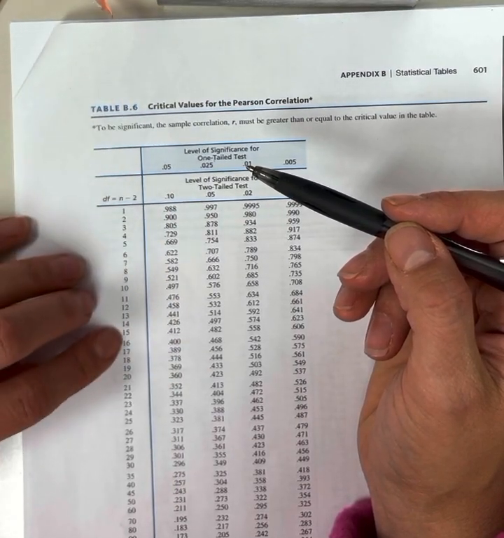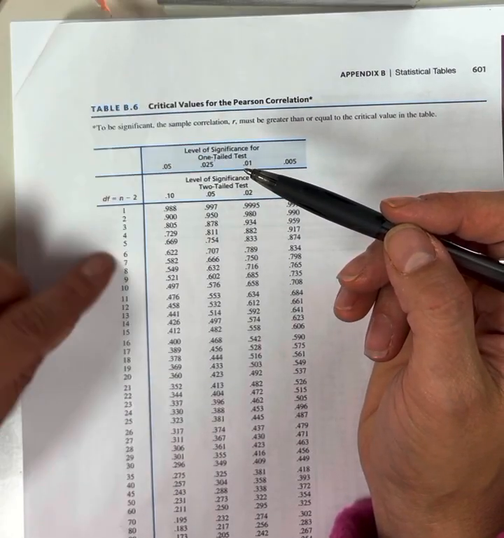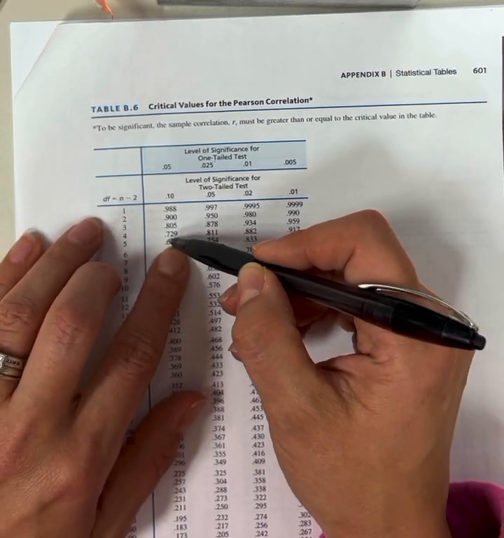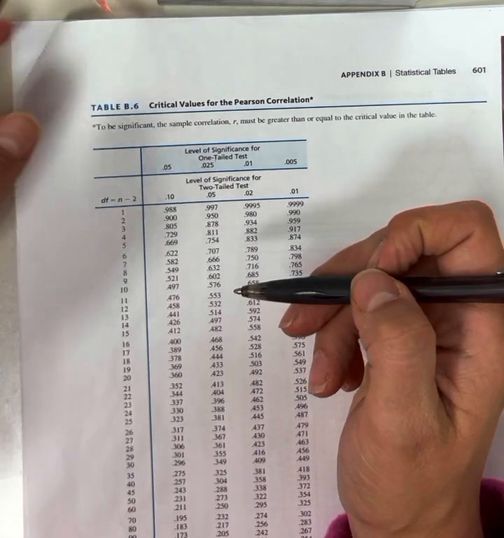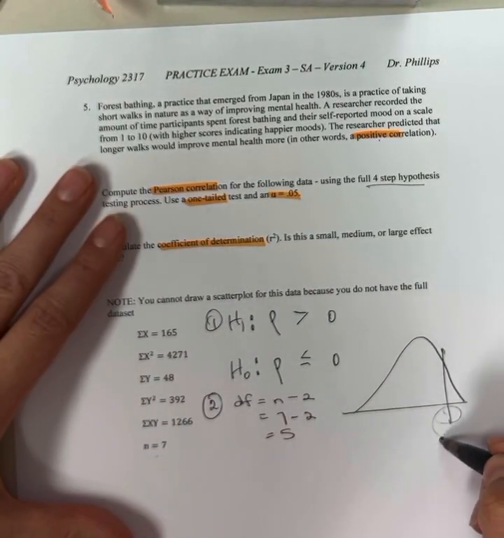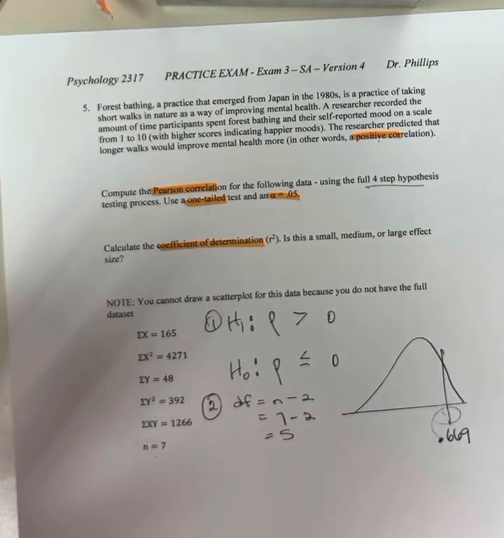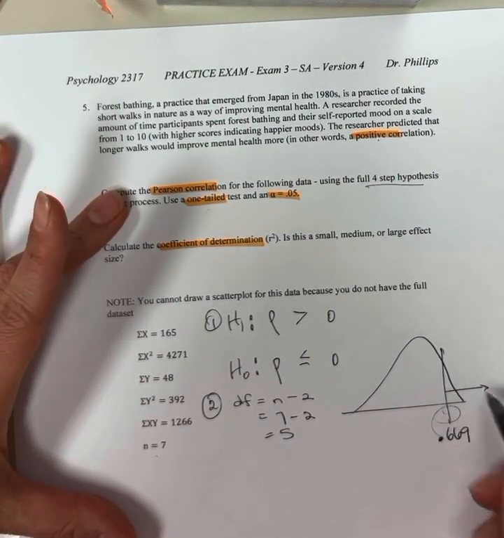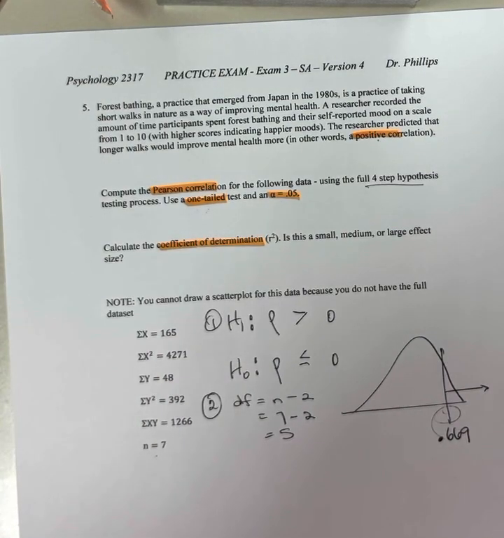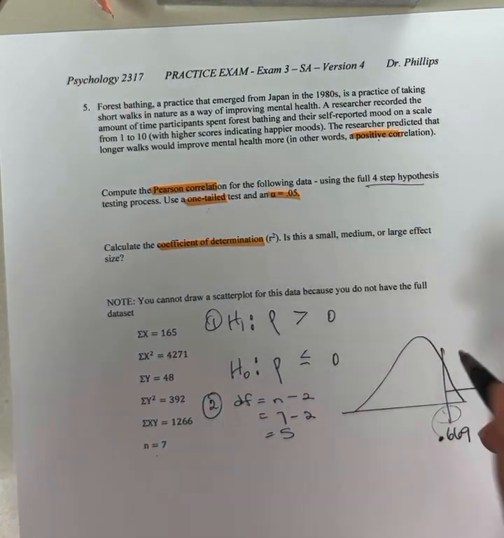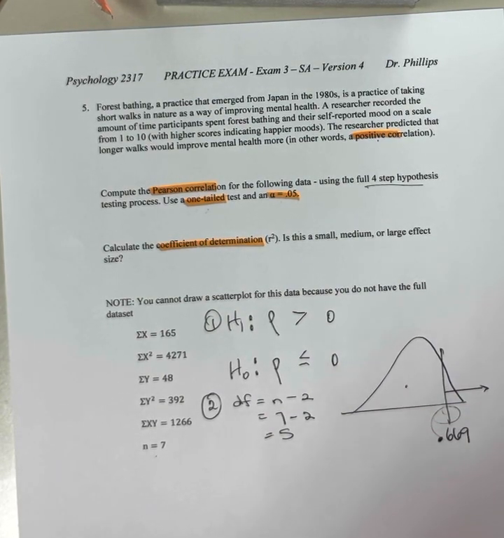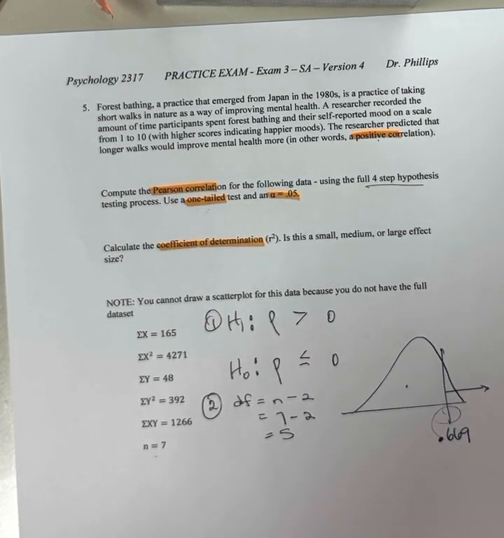The very far left is our degrees of freedom, and we had 5 degrees of freedom. So our critical value is 0.669. And it's positive because we're expecting a positive correlation. Anything out this direction, we are going to reject the null and accept the alternate. Anything over here, we're going to fail to reject the null and be done. There's no more association. There's no consistent relationship.